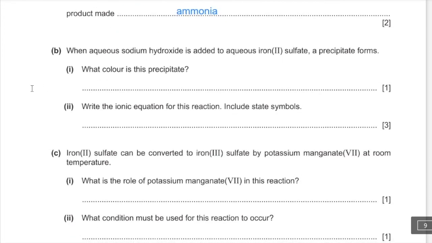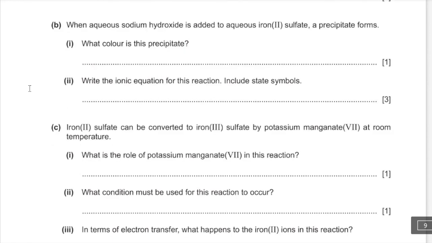B. When aqueous sodium hydroxide is added to aqueous iron sulfate, a precipitate forms. 1. What color is this precipitate? This precipitate, which is basically iron hydroxide, is green in color. 2. Write the ionic equation for this reaction.